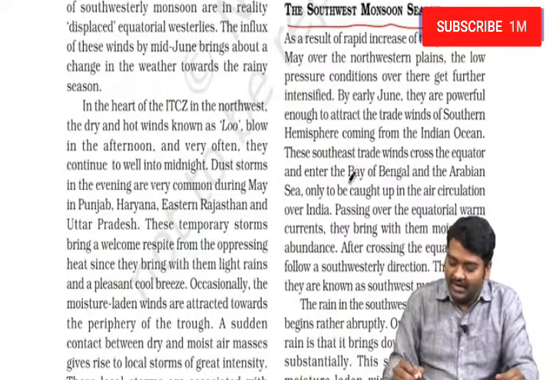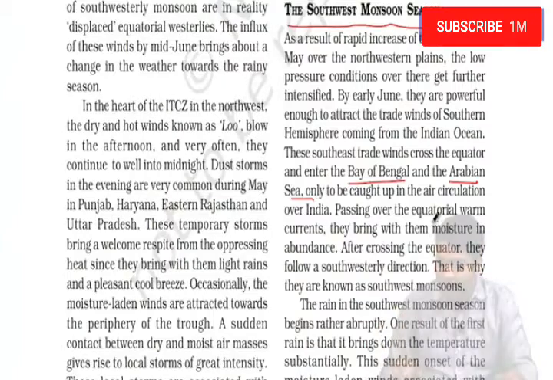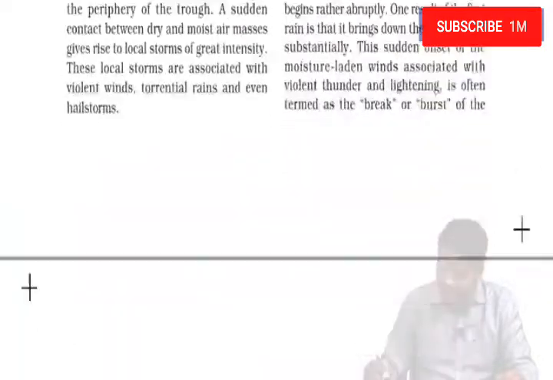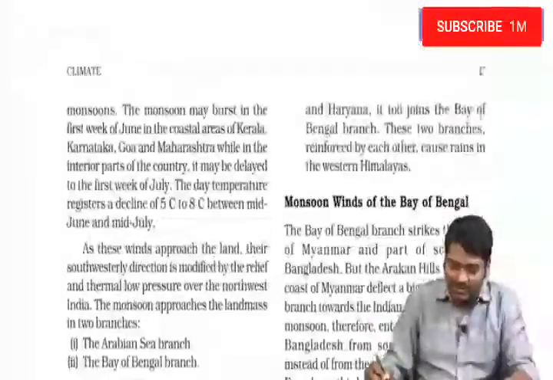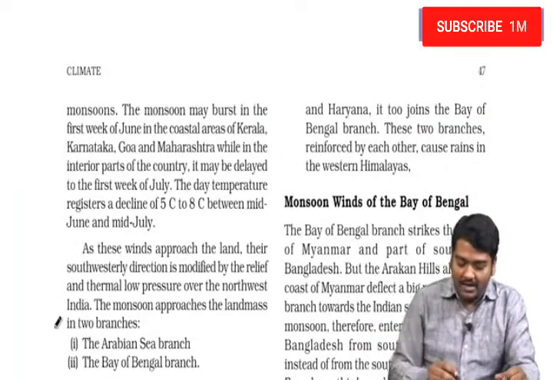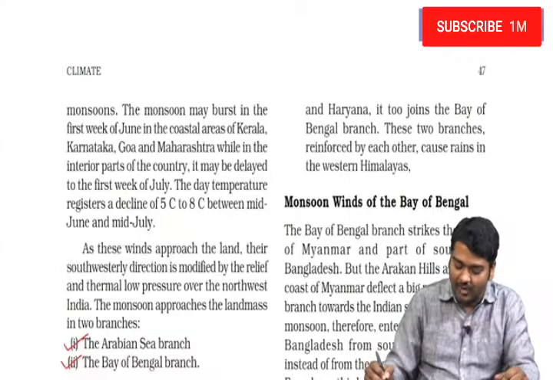After crossing, it becomes southwest and enters into India, and it is divided into the Bay of Bengal branch and the Arabian Sea branch. Passing over the equatorial warm currents, after crossing the equator, they follow a southwesterly direction and are known as the southwest monsoons. The rain begins rather abruptly. This is what we have seen as the burst in the monsoon, and sometimes there will be a break, which we have also seen, right? And here they try to explain in detail about the Arabian Sea branch and the Bay of Bengal branch.